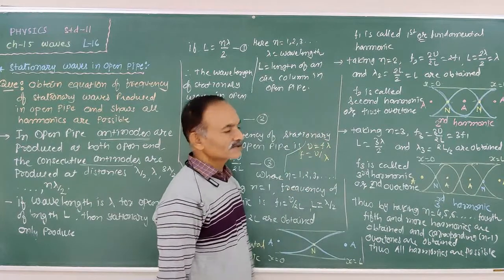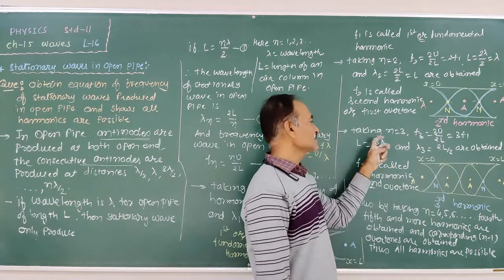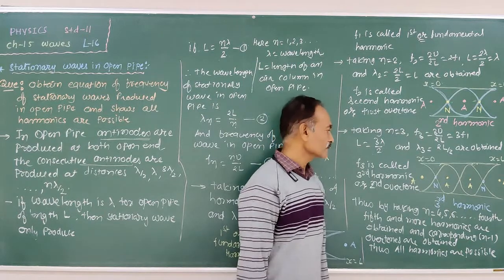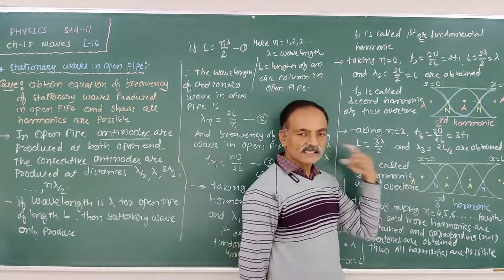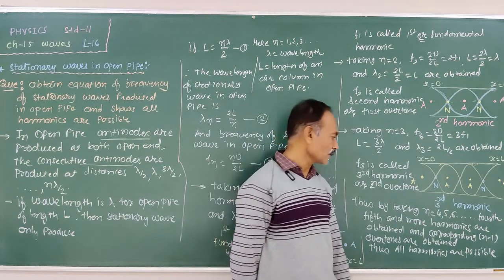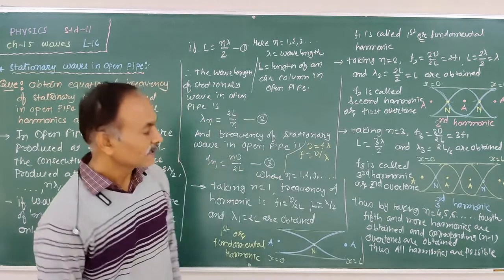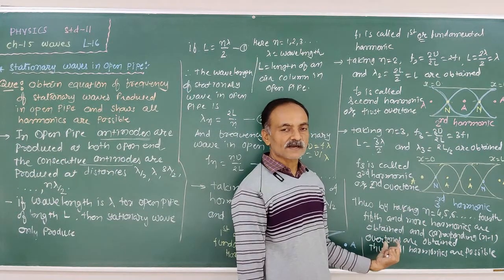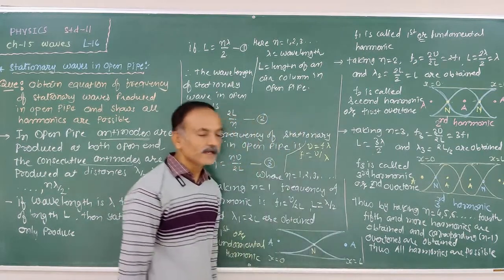Now, taking n is equal to 3, F3 is equal to 3v upon 2L, that means 3F1. Length L is equal to 3 lambda by 2, and lambda 3 is equal to 2L by 3. F3 is called the third harmonic or the second overtone, and the stationary wave in the air column is like this. Okay. Thus, by taking n equal to different values 4, 5, 6 and so on, the 4th, 5th and more harmonics are obtained, and the corresponding n minus 1 overtones are obtained. Thus, all harmonics are possible in an open pipe.